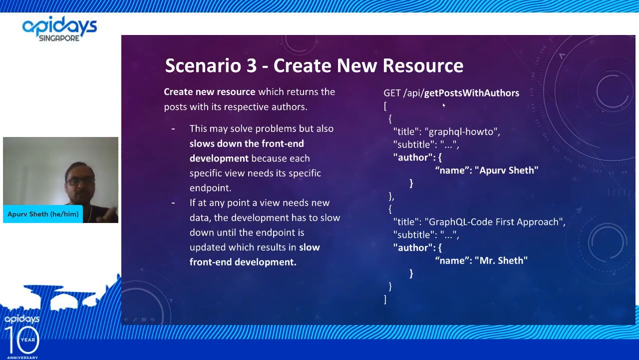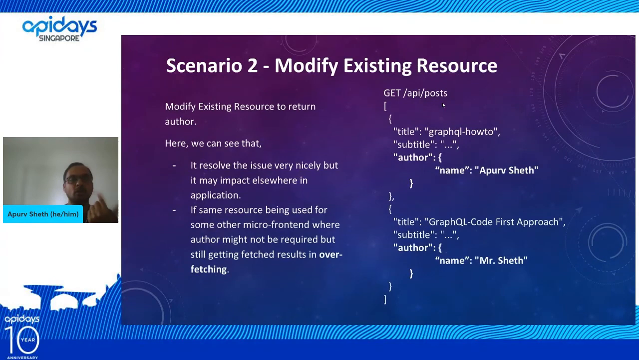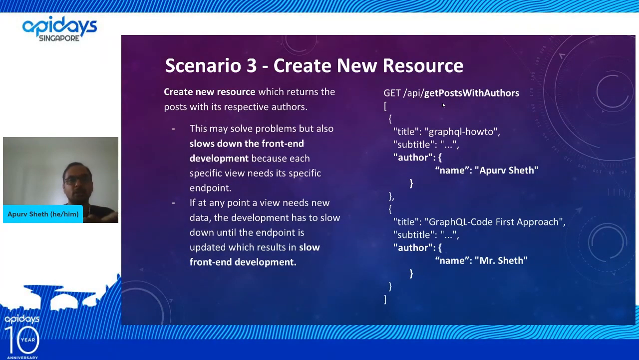So to summarize, three scenarios we discussed, right? One is underfetching, where we are not getting the author's details. Second scenario, overfetching. If you introduce new attributes as part of the response of the existing API, then it may result in overfetching of the result set. And the third scenario is where new API endpoints are introduced by the backend team, where the front-end team will have to wait until those API endpoints are ready, which may impact the overall development of the front-end UI.